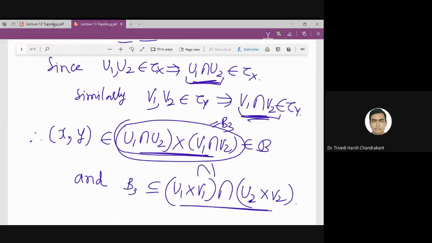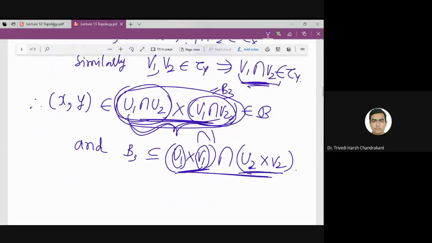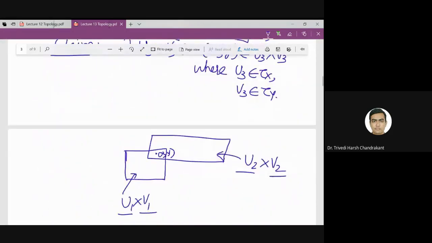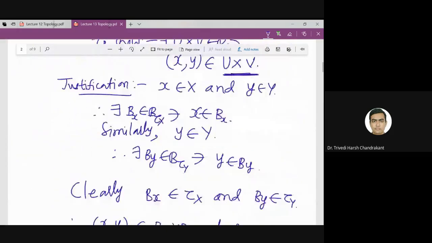Yes, sir. We can verify. So this is true, right? Because U1 intersection U2 is a subset of U1, and V1 intersection V2 is a subset of V1. So therefore, this set is a subset of this set. Same way, this set is a subset of this set. So therefore, it is a subset of the intersection. So the second property also holds here for this basis.